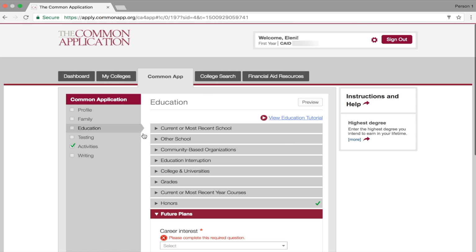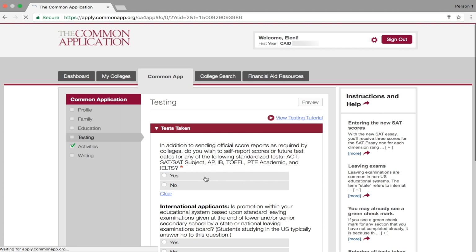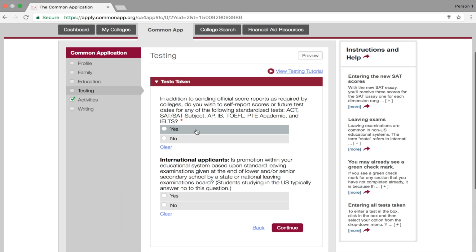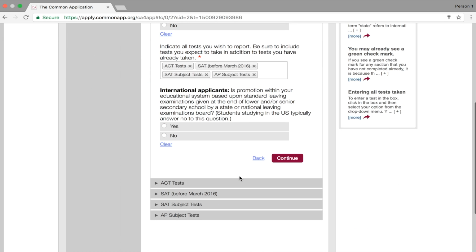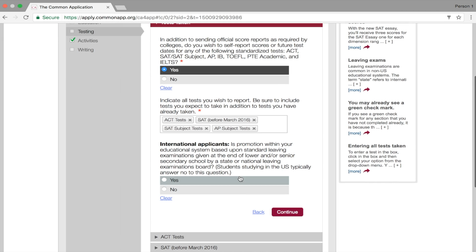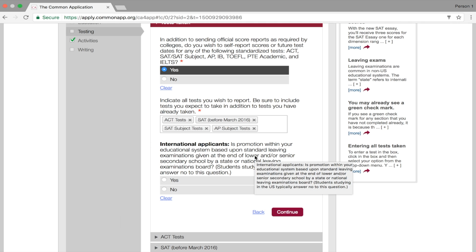Okay, testing. So yes, I want to report things. Definitely, why not report things here? Sure, you're sending stuff in, but you're not sending in AP scores, so if you want to report those, definitely report them here. And then just report everything else to have a point of reference, just so it's easier for them to look at, you know?